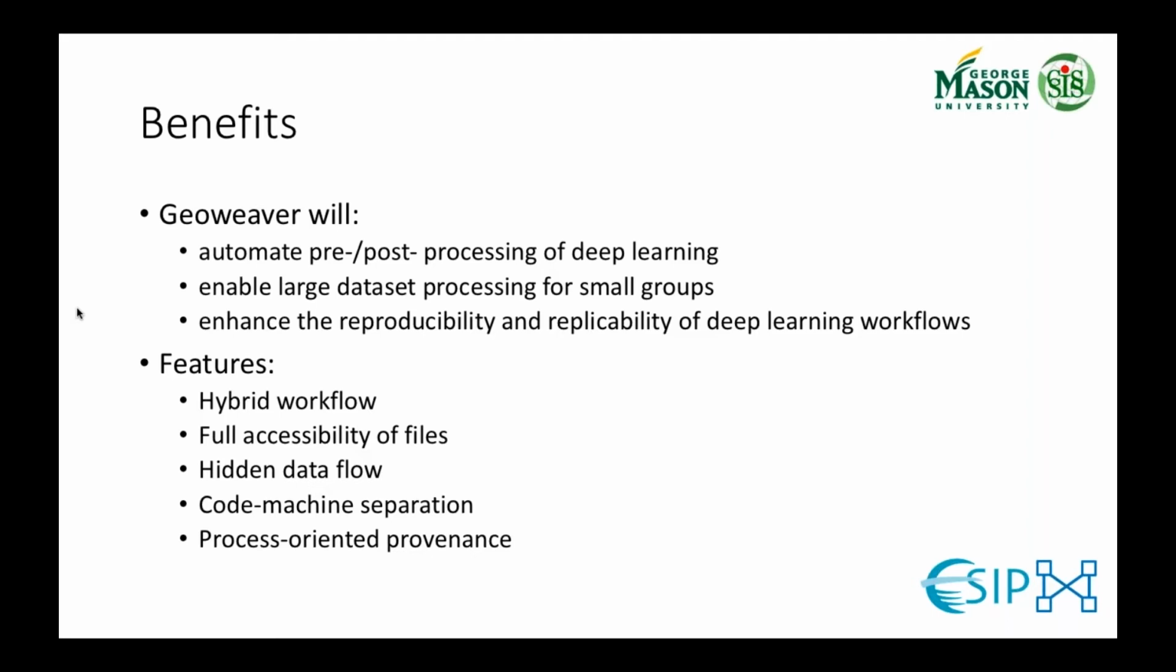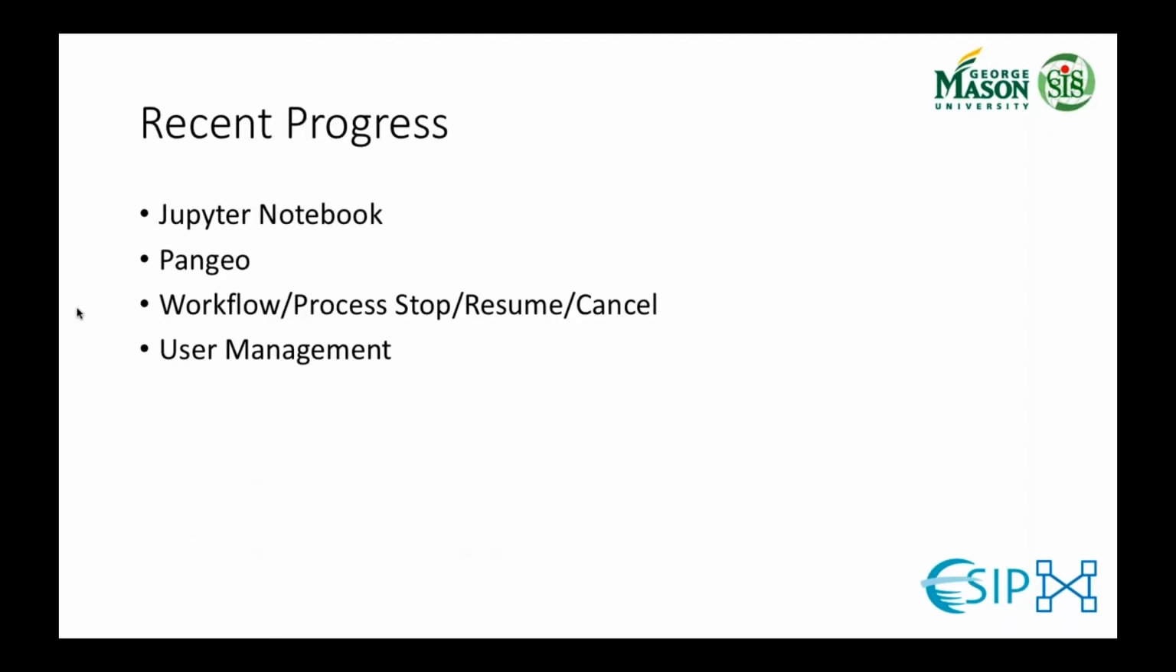And we will also want to develop their workflow process stop, resume, cancel function. And we will add a user management module later. So some scientists in our center are using Geoweaver to communicate with our servers every day. So this is one case. This is a task to recognize the central pivot irrigation system from the remote sensing data. The deep learning model used is, I think, a U-Net and the FCN32.